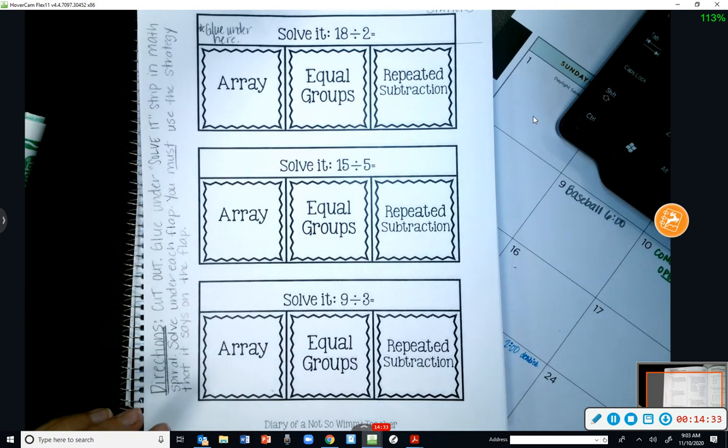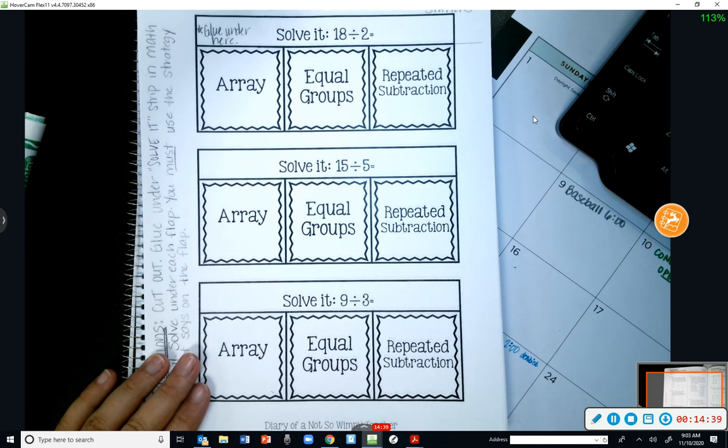Okay, so this is going to be glued in your math spiral. Get your scissors, your glue, and pencil. That's all you will need.